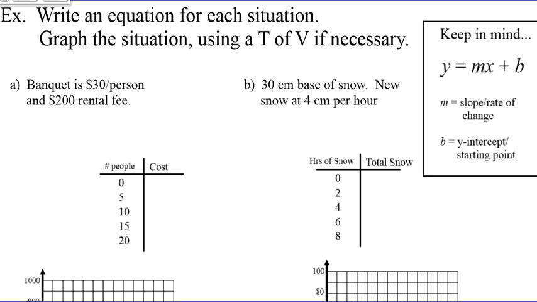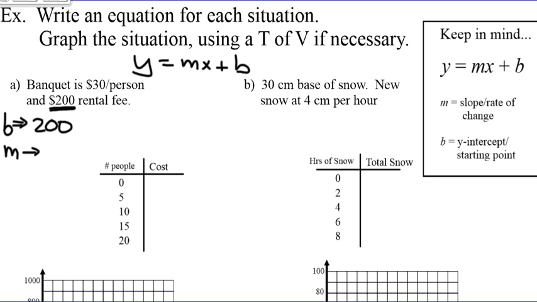It says the cost of a banquet is $30 per person and a $200 rental fee. Well, if I want to come up with an equation, we're thinking y equals mx plus b. Well, I always like to start with b. What's the starting value in this that only happens once? It's a $200 cost. You pay the $200 cost once and once only. But what else do we have? The slope, which is the rate of change. We know we're being charged $30 per person. That's the consistent change over and over. So slope is 30.